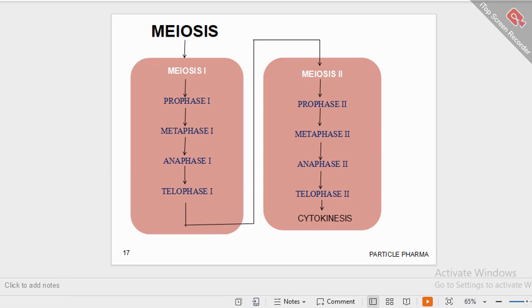So let me begin with meiosis 1, which is divided into prophase 1, metaphase 1, anaphase 1 and telophase 1, which is followed by meiosis 2. It means meiosis is completed in two phases, meiosis 1 and meiosis 2. Meiosis 1 starts with prophase, which is a longer and crucial stage. Why it is a longer and crucial stage, we will see in the coming slides.